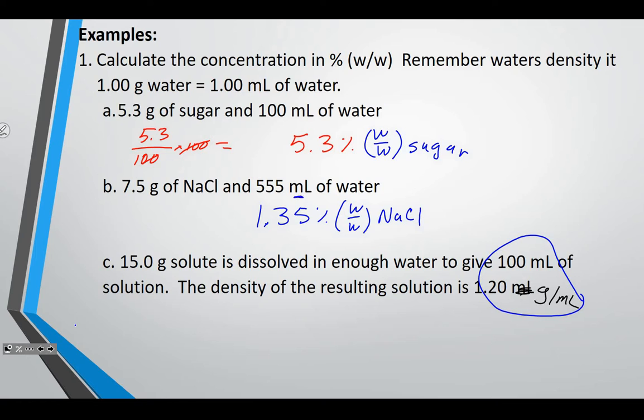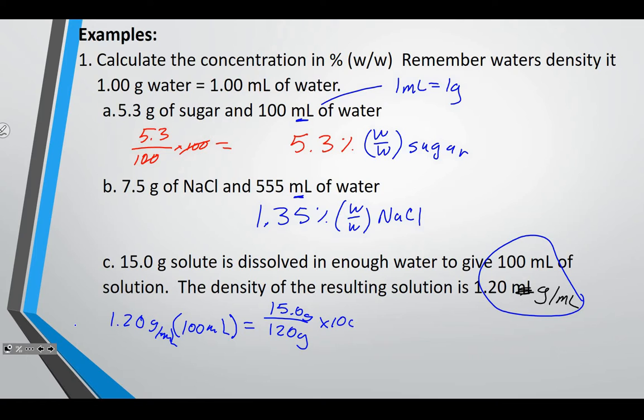Here, I was able to use these. You guys did it without even noticing, as 1 milliliter equals 1 gram. Because that's what distilled water is. But as I get down to this bottom one, it's not. So I've got to do the 1.20 grams per milliliter times 100 milliliters to find out the mass of the solution, which is going to be 120, right? So then I'm going to take the 15 grams divided by the 120 times by 100, and I'll get my percent.